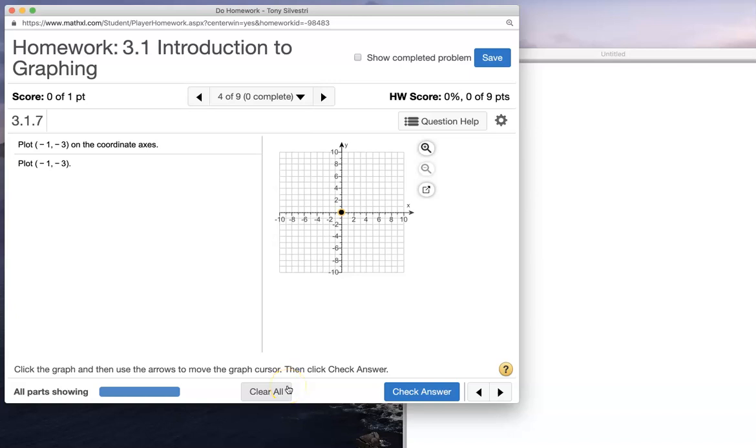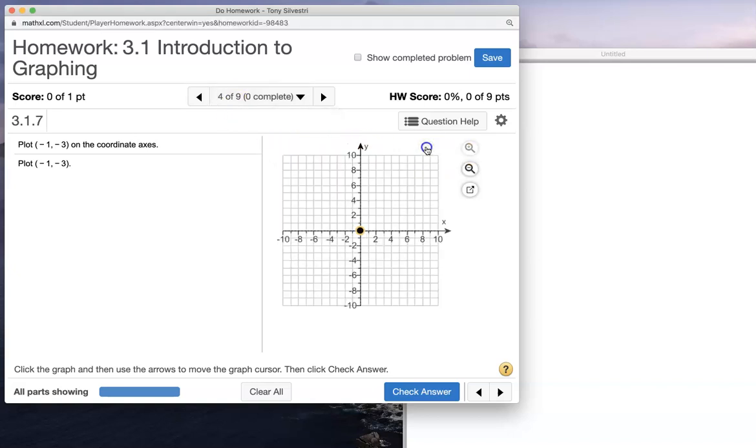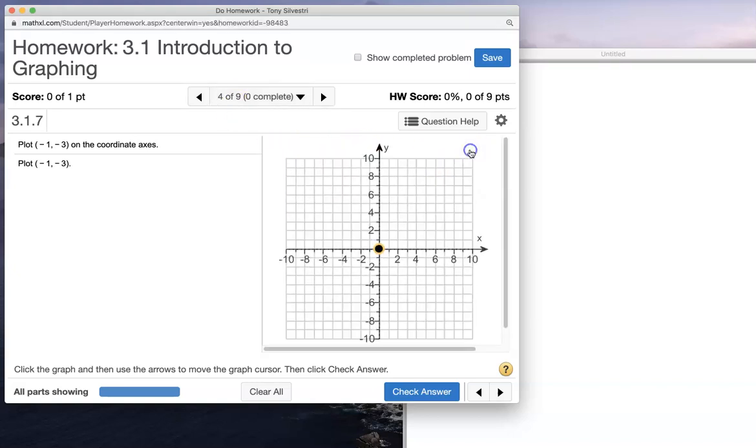Welcome to Homework 3.1, Section 3.1, Introduction to Graphing. Well, I'm going to change up my approach to doing my lectures a little bit. I'm going to start in the middle of the homework because they're showing you, let's make it just a little bit bigger here. Let's make it even bigger. Wow, we can make it super big.